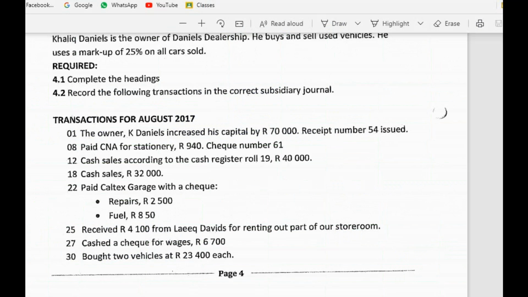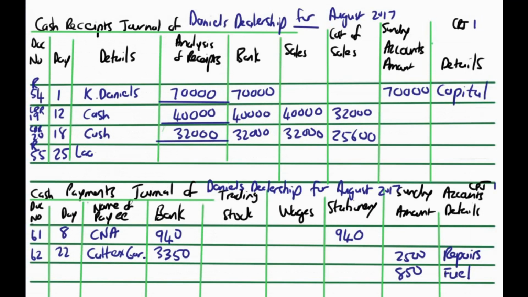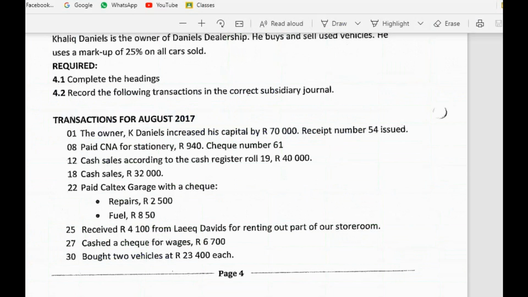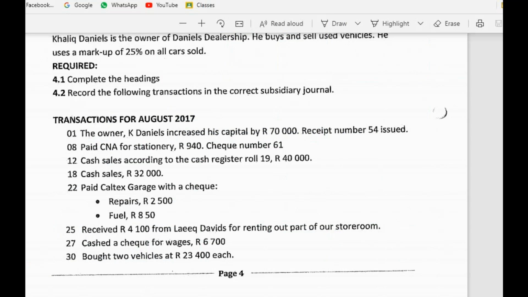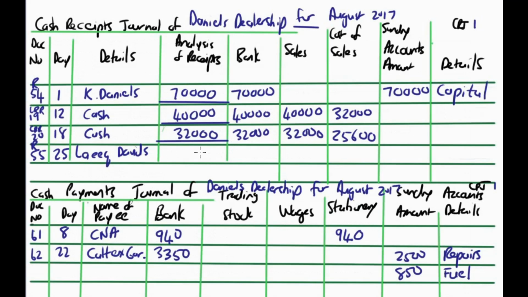Apologies for taking time here. So that's L-A-E-E, Davids. And the total for that particular amount was, we rented out the storeroom for 4,100 Rand. So we're going to put in analysis of receipts is 4,100. Bank is 4,100 because we didn't receive any other amounts for that particular day.